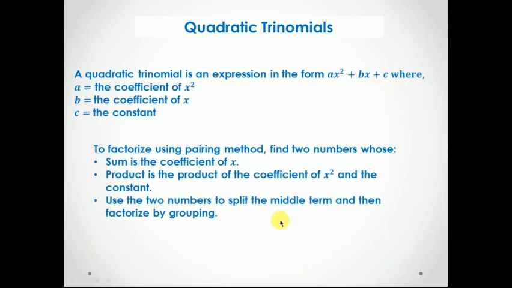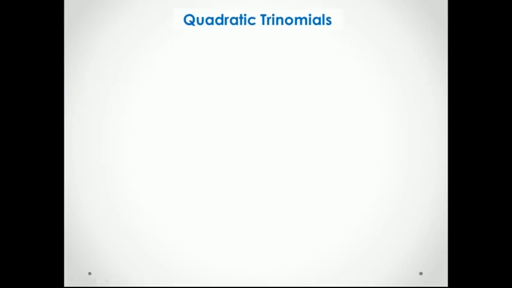After we find those two numbers, we're going to use them to split the middle term in the expression, and then we're going to factorize by grouping. And again, we already looked at how to factorize by grouping in pairs. Alright, so let's see how it works.